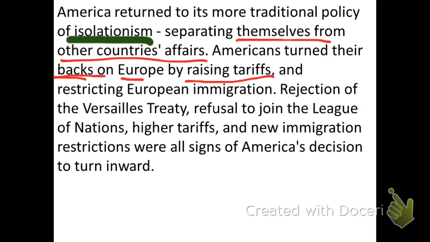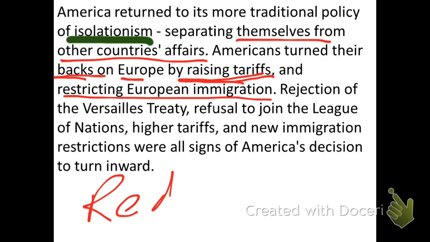So what we're looking at, we, the United States, are the dominant power. And by raising these tariffs, we're basically telling the Europeans, we don't want anything to do with you. We also restrict European immigration. Partially that's due to not wanting to mingle with them, but it's also due to the Red Scare, which we'll take up in the next chapter.